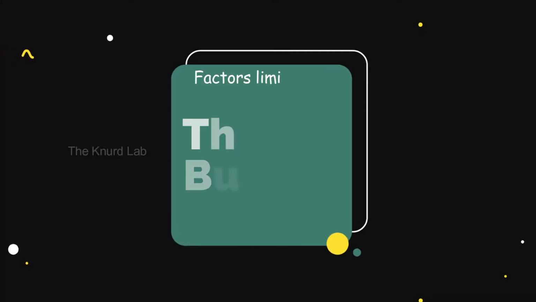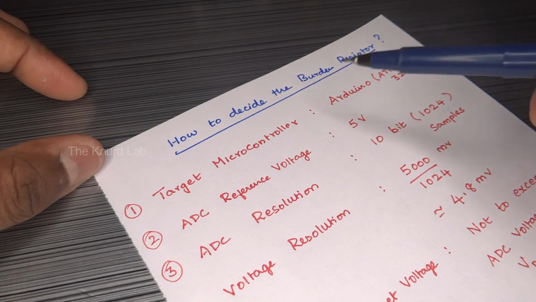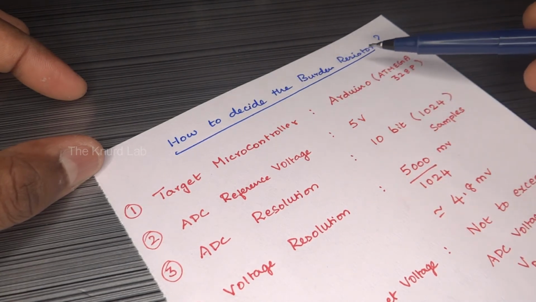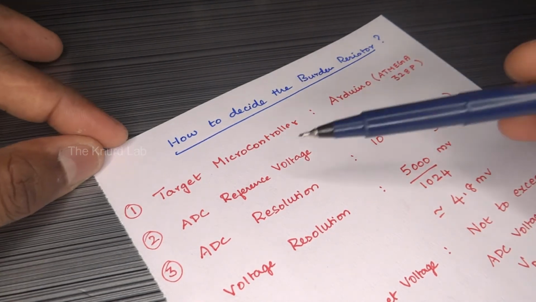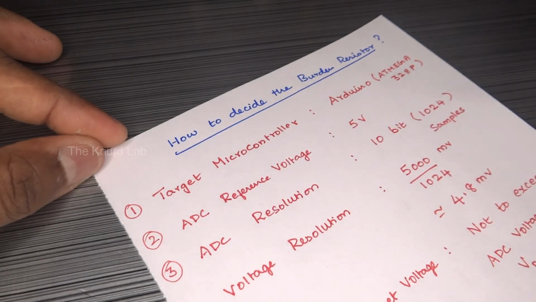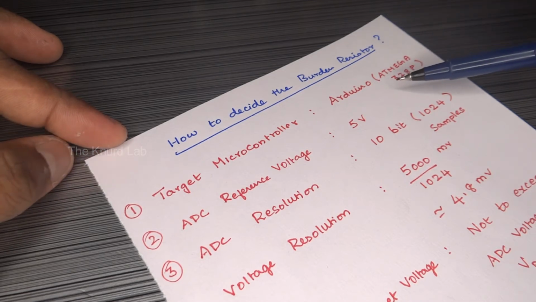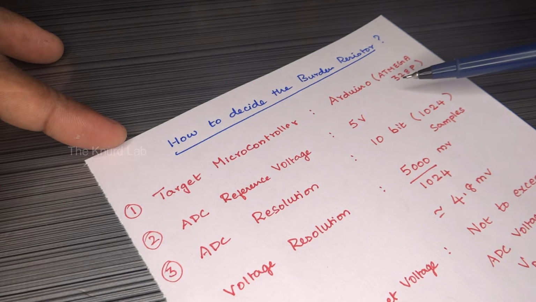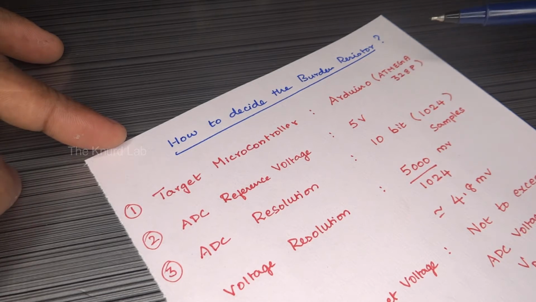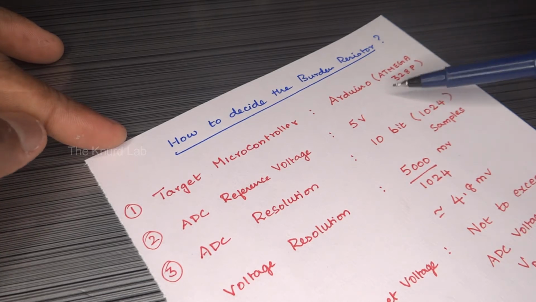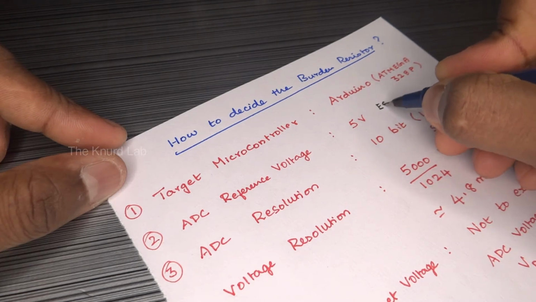Now that we are going to use a microcontroller to measure the secondary voltage, the selection of the burden resistor becomes critical. We have to consider the following factors before selecting a suitable value for the burden resistor. First one is your target microcontroller. If you are going to use an Arduino, then it uses Atmega 328P microcontroller. It works on 5 volts, whereas if you decide to use the ESP8266, it works on 3.3 volts. This decides the second factor, the ADC reference voltage. For the Arduino microcontroller, it is 5 volt, whereas for the ESP8266, it is 1.1 volt.